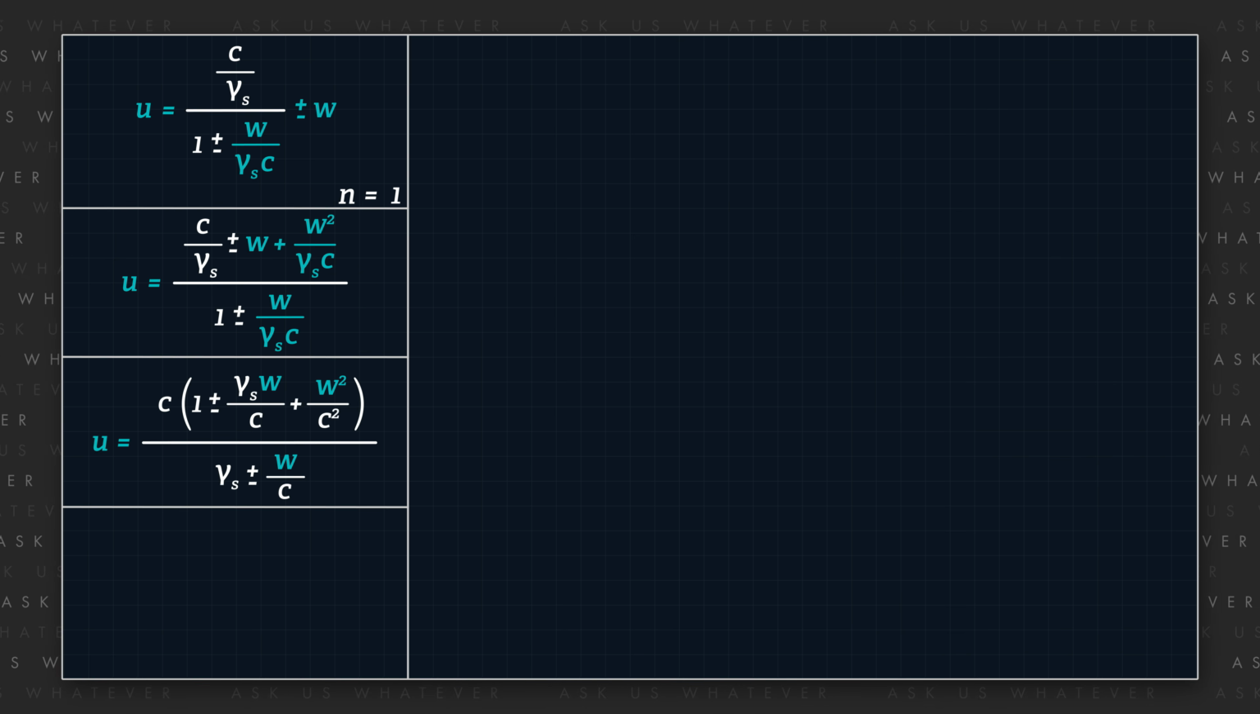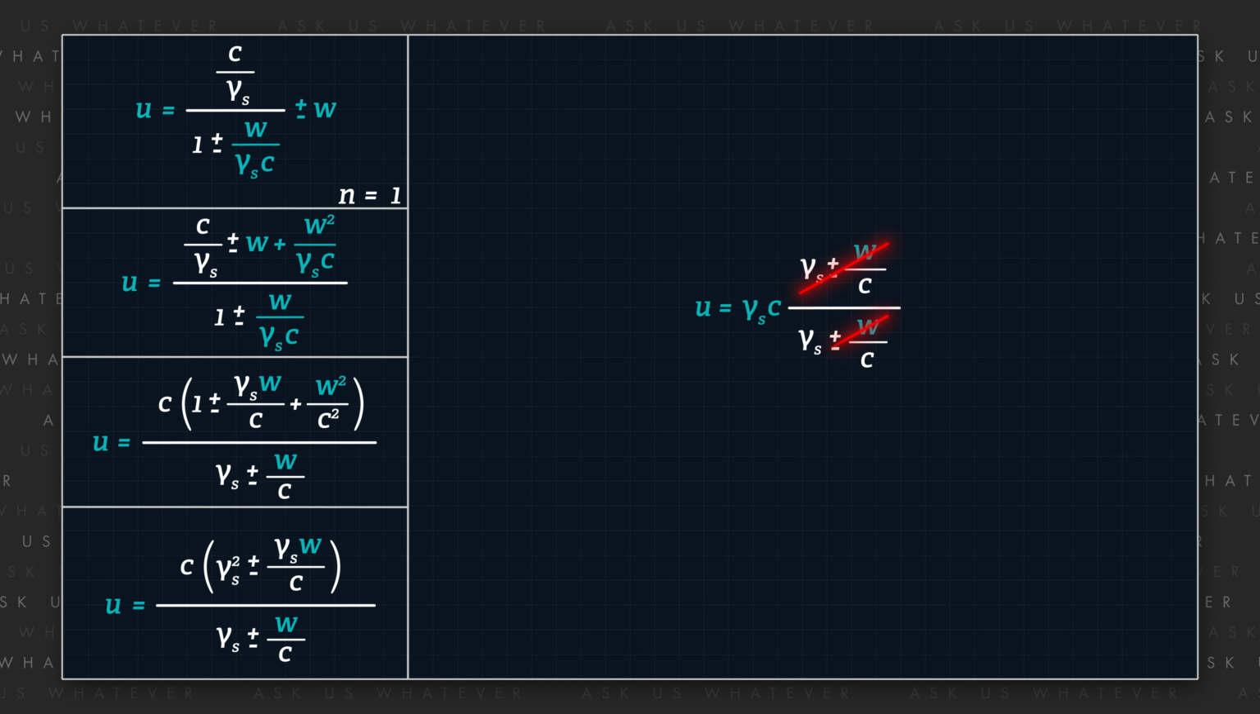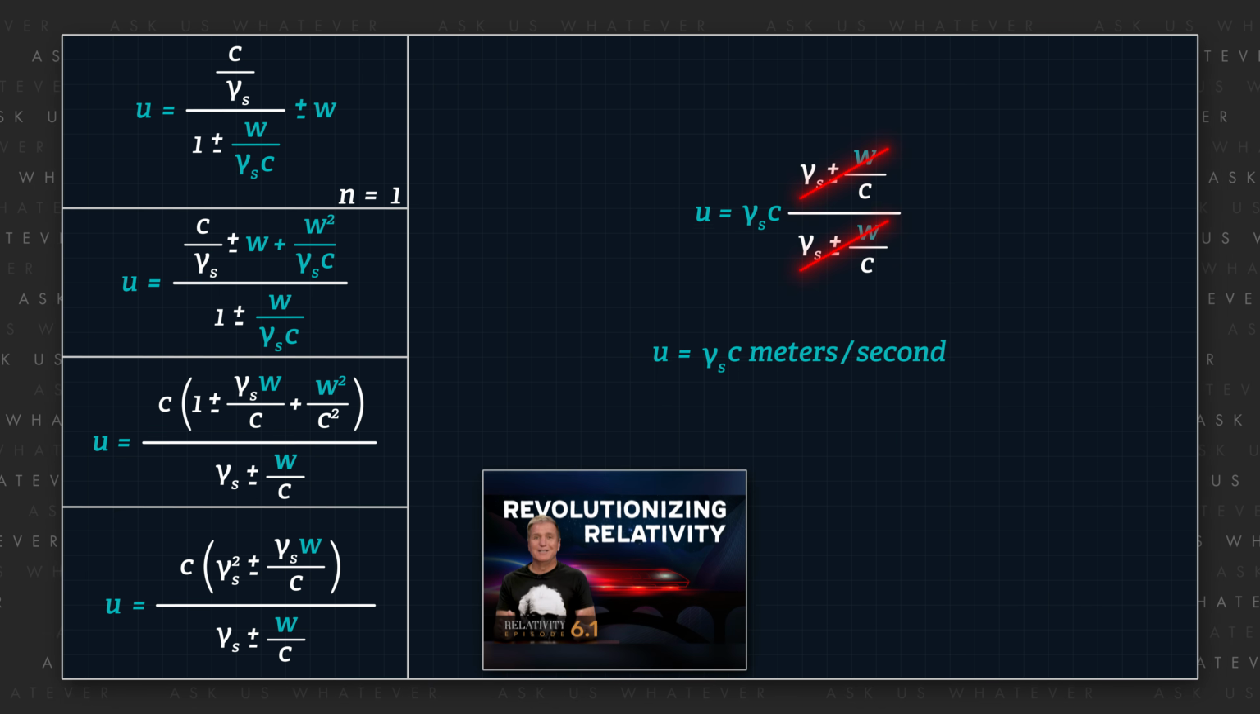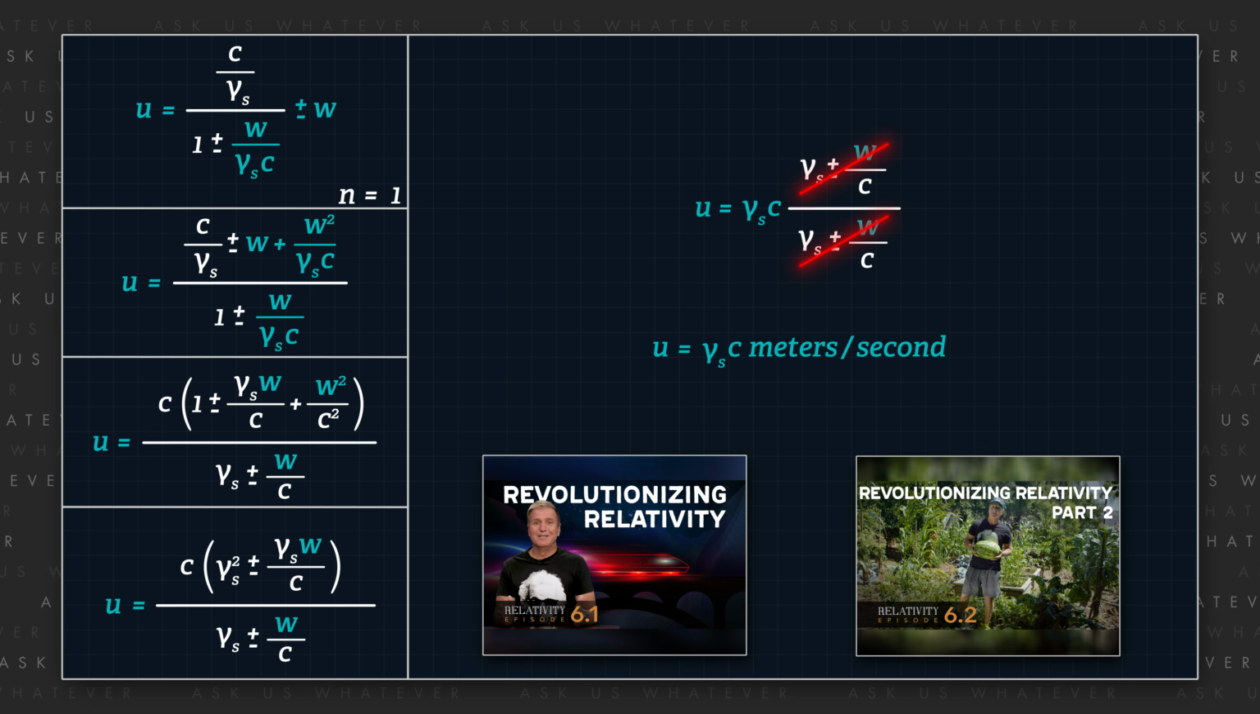It's interesting to see what the alternative model predicts for frame S vacuum light speed coming from a moving emitter in frame S prime. In vacuum, n equals 1. And so light speed coming from a moving emitter as measured in frame S is gamma s times c, when emitted either parallel or anti-parallel to the direction of motion of frame S prime. This is exactly what is predicted by the alternative model covered in episodes 6.1 and 6.2.